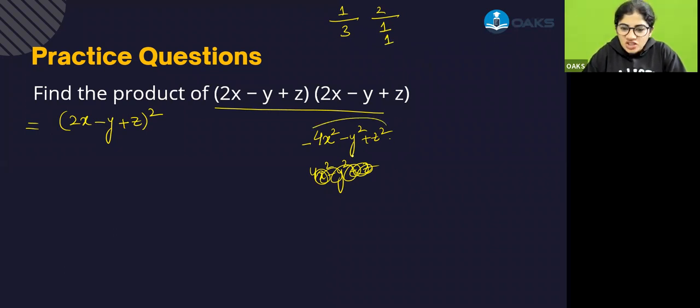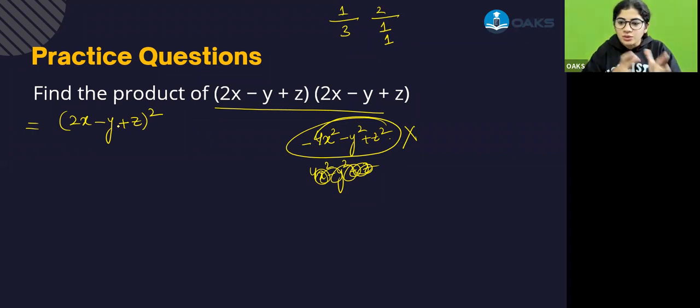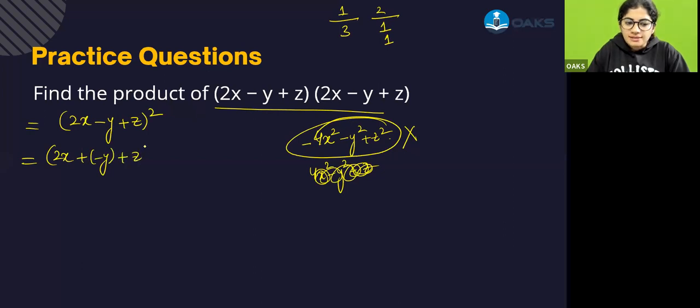Yes. So this is not the correct answer. This is wrong. I have told you the identity. You do not need to only square them. There are more terms. 2xy, 2yz, 2zx. Let me write it again. Now, what I have here is, can I write this as 2x plus minus y plus z square? Now, this is my a, or you can say x in that term.